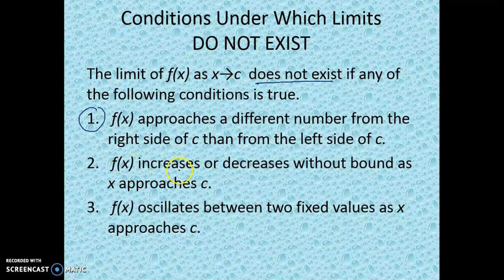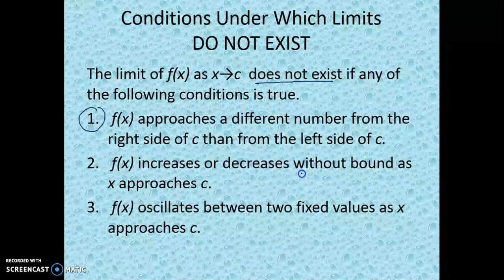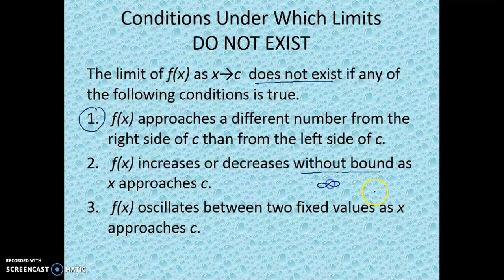If f of x increases or decreases without bound, so that'd be going to like infinity or negative infinity. That's what we saw in number 2. And then number 3, if f of x oscillates between two fixed values as x approaches c. So because it was going back and forth between 1 and negative 1, that would be oscillating between two fixed values. Again, limit does not exist.